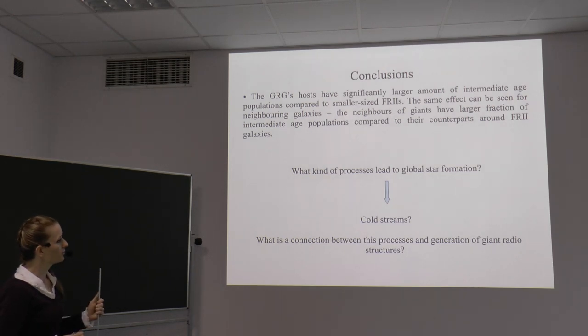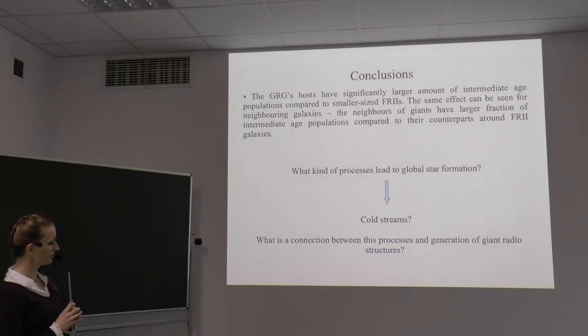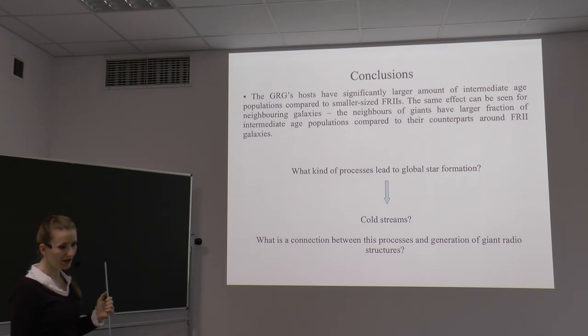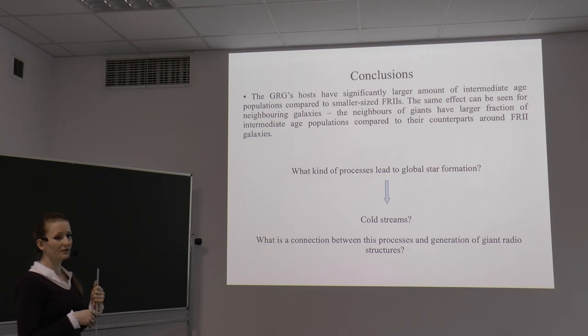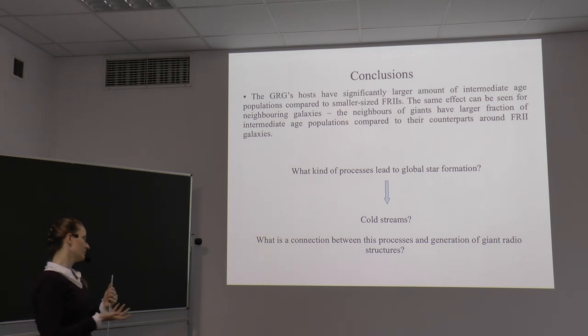When we think about cold streams, they can trigger star formation, but also they can supply the accretion disk, and maybe in such a case the activity time of such a galaxy is longer. So also the time of jet generation is longer. So this is why we maybe see the giant radio sources.